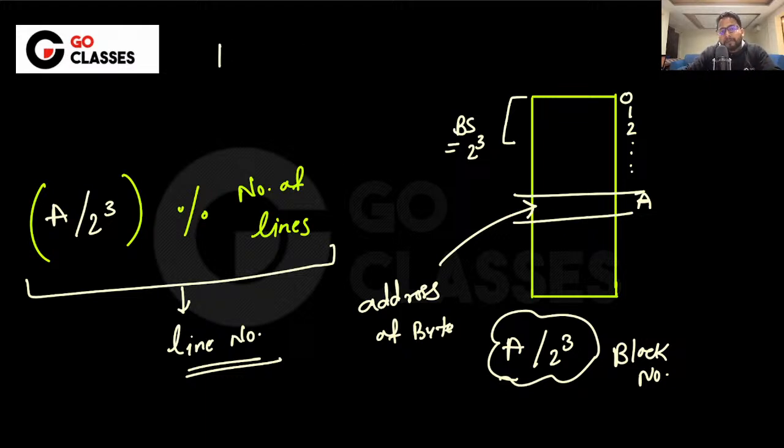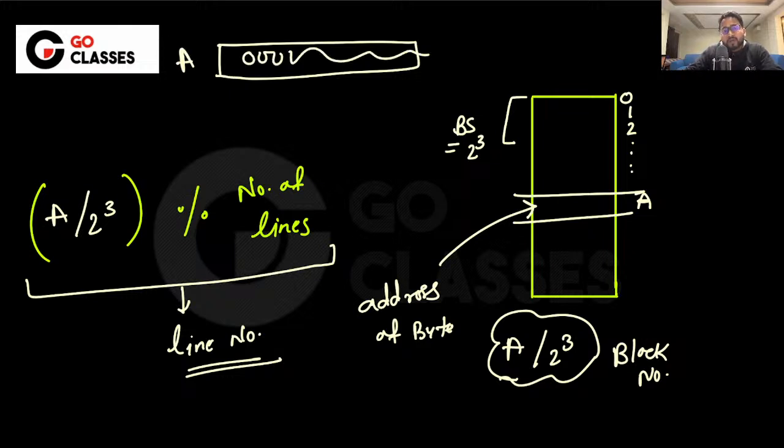See, the complete address is A. This is written as 0101, something like this. The whole thing is A. So if you divide with, let's suppose, 2 power 3, division means we always talk about the first half, which means you neglect these 3 whenever you're dividing. Then this is A divided by 2 power 3.